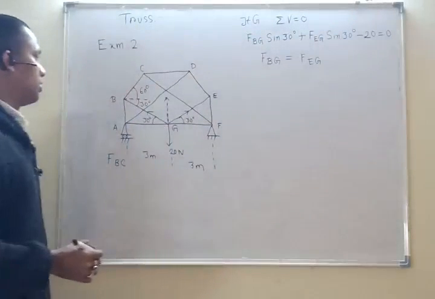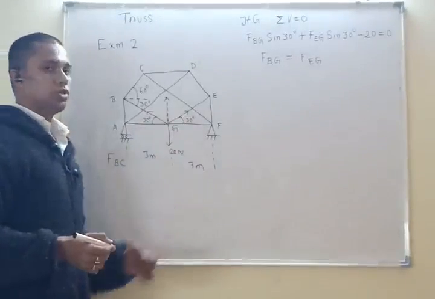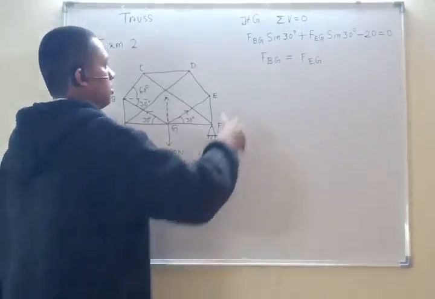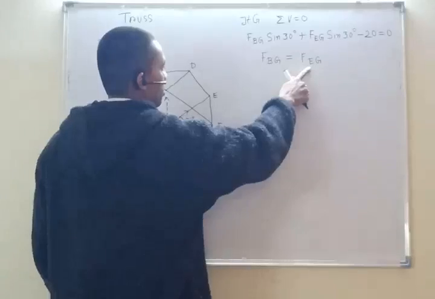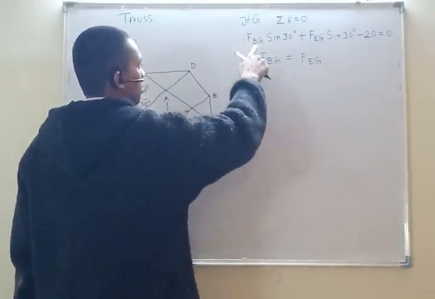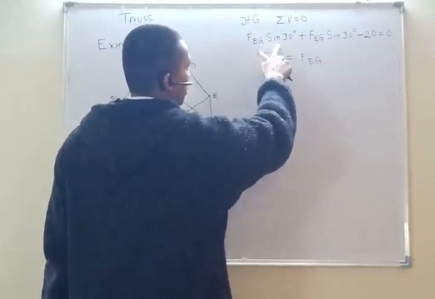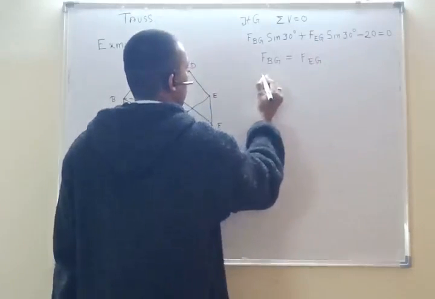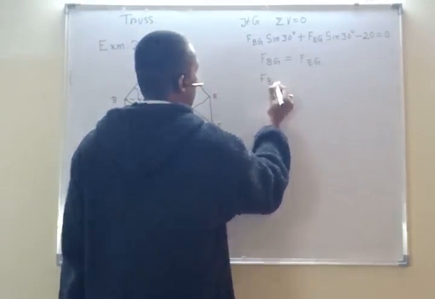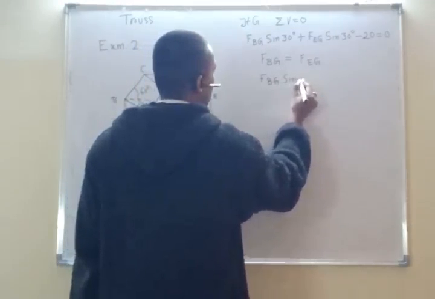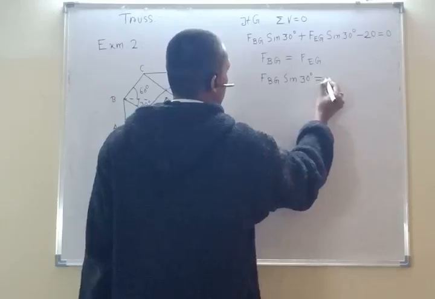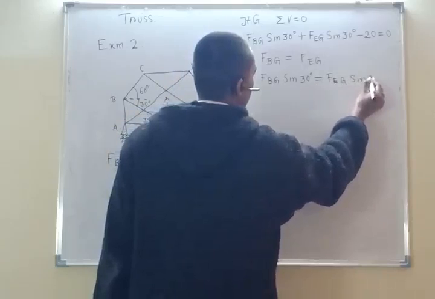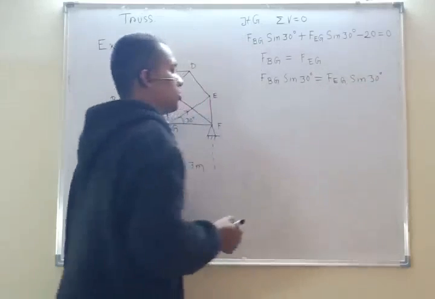Why? Because the truss is symmetrical, the force in both members has to be the same. Now I can write, if the force in member BG equals the force in member EG, then the sine component of the force in BG has to equal the sine component of the force in EG. So I'm writing F_BG sin 30 should be equal to F_EG sin 30. I have already explained why.